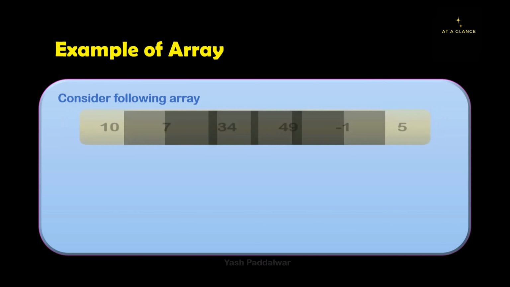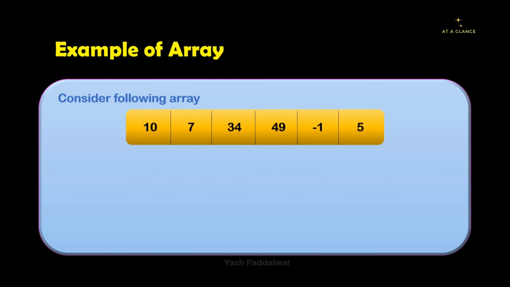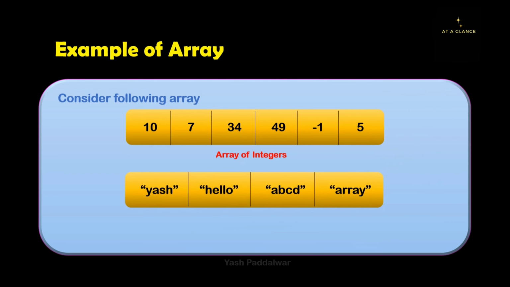Now let's see an example of an array. Here we have taken an array of 6 elements. Each element of the array is an integer, so it will be called an array of integers. Similarly, we have taken another example of an array which contains 4 elements. Each element in this array is of the type string, so this array can be called an array of strings.